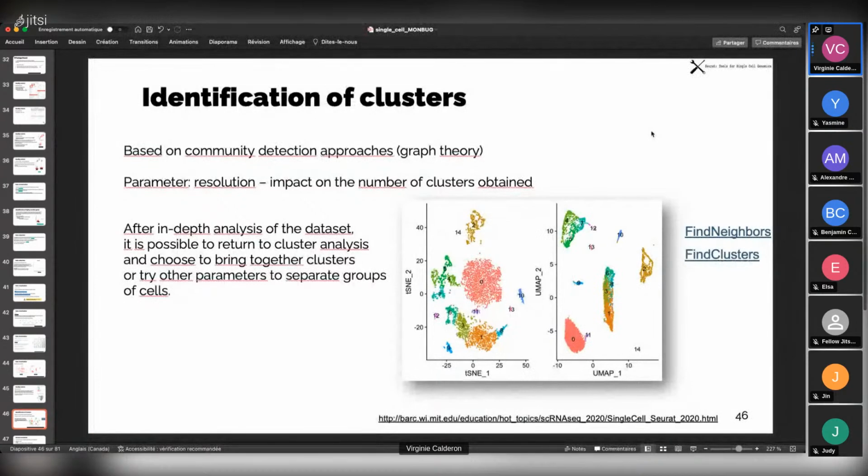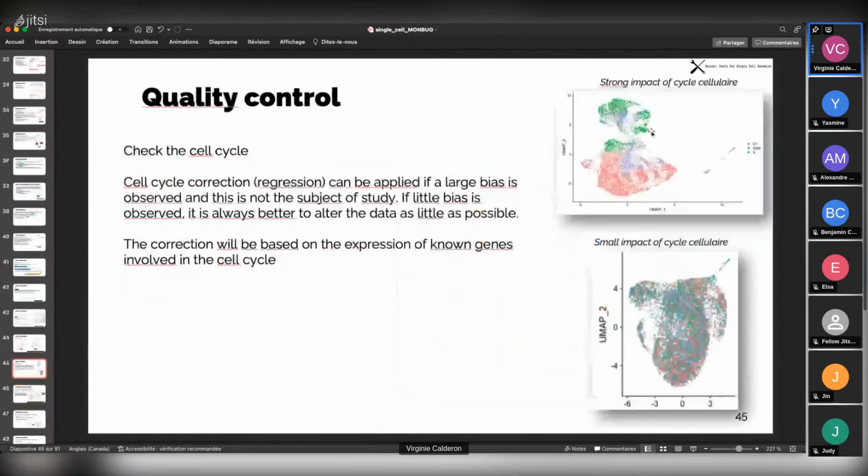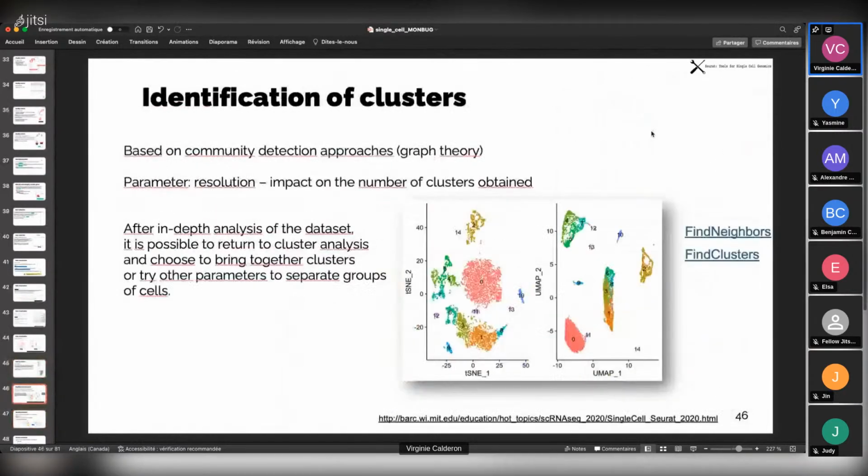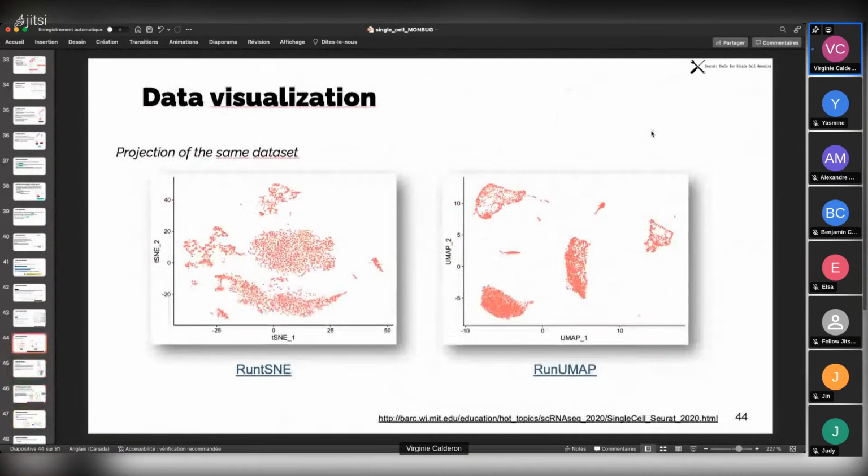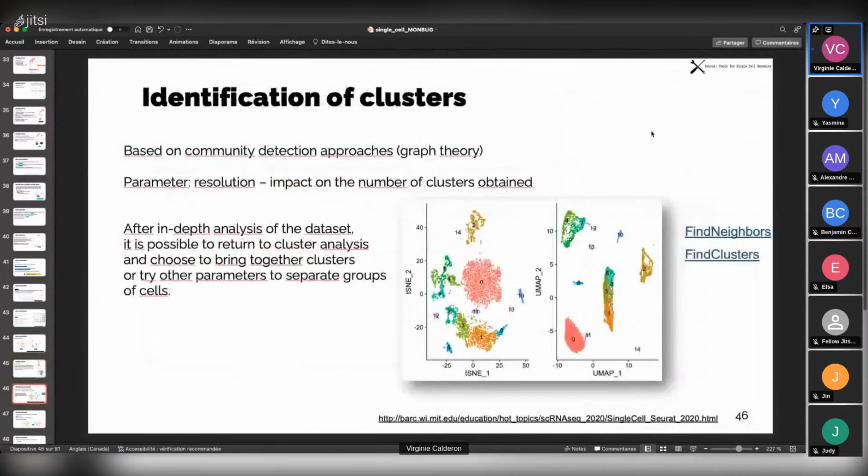So that was the last quality check. So now we can start the identification of clusters. At this point, we just have a UMAP, okay? I don't know how many clusters there are, and I don't know what these clusters are. So the next step is the identification of clusters.